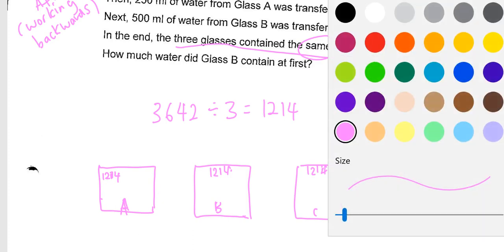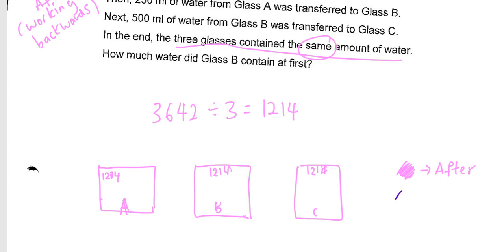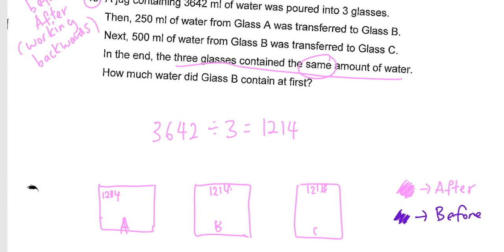Now I'm going to take a second, different colored pen. I want to go back to the time where it says before. Alright, so let's start working backwards. Now, what happens before? Before 250 ml of water was poured from A to B, that means A had 250 more before it was being poured away. So I added plus 250 because I want to go back to the time before the water was being poured in. Before it was being poured in, A had more, right?